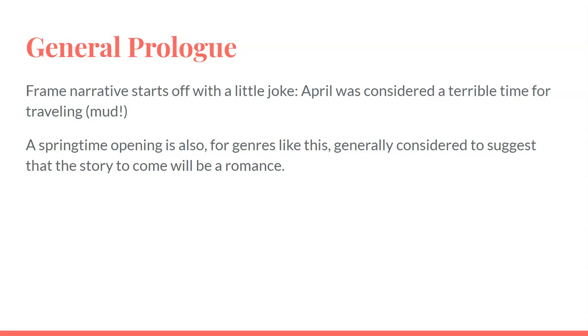And not only is it a little joke, a springtime opening like this one generally indicates during this time period that the story about to be told is a romance. So by starting the story with a description of a springtime setting, Chaucer is indicating to his audience to expect a romance or something romance adjacent. Which, if you've read the prologue, or if you're familiar with the story, you know that's not really the case. There are some romances in the Canterbury Tales, but it's not a romance.